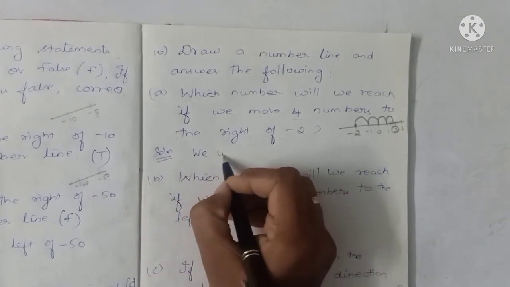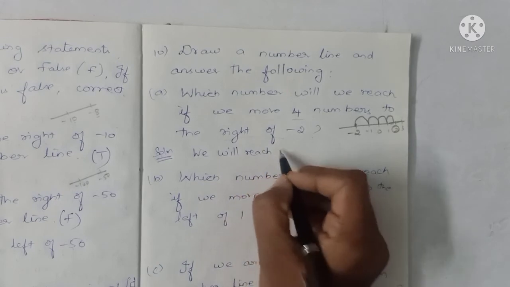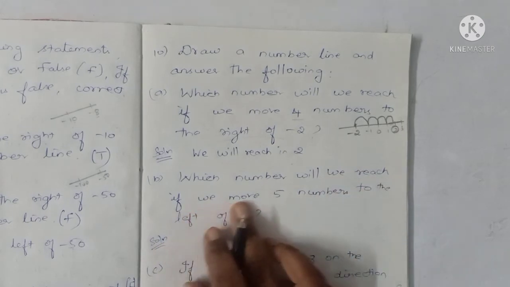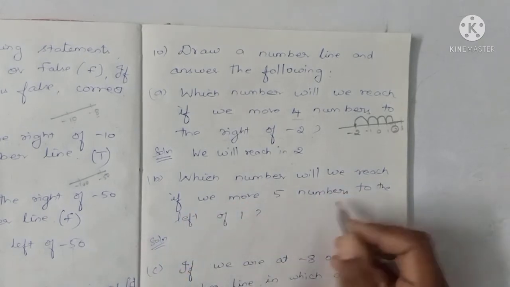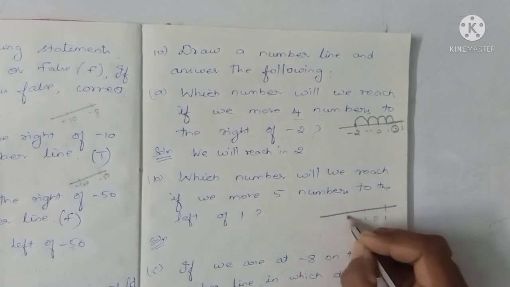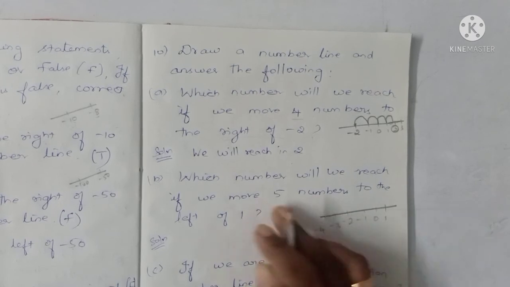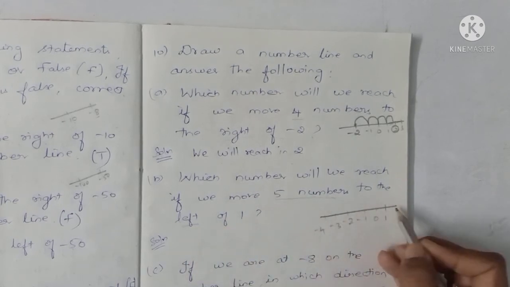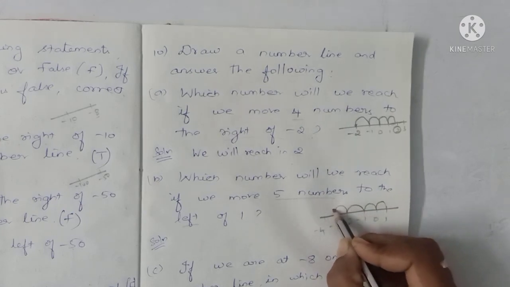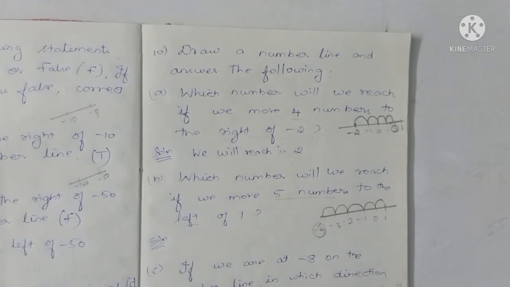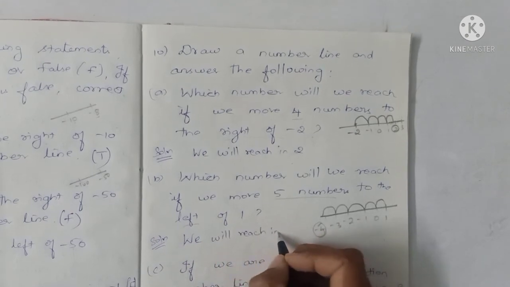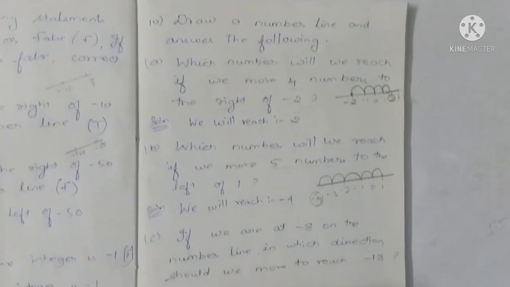We will reach 2. The next, second subdivision: which number will we reach if we move 5 numbers to the left of 1? This is 1. So left side. So 0, -1, -2, -3, -4. So 5 numbers to the left of 1. So 1, 2, 3, 4, 5. So the answer will be -4. So we will reach -4.